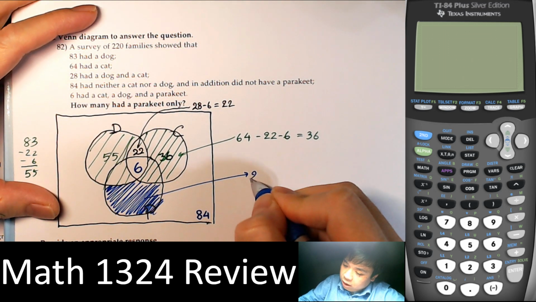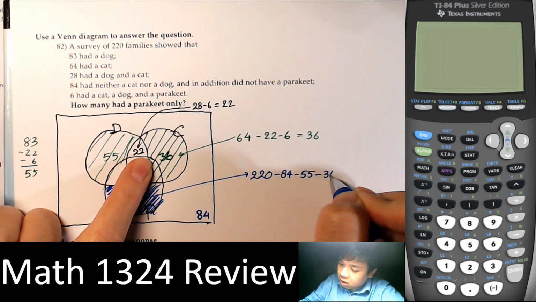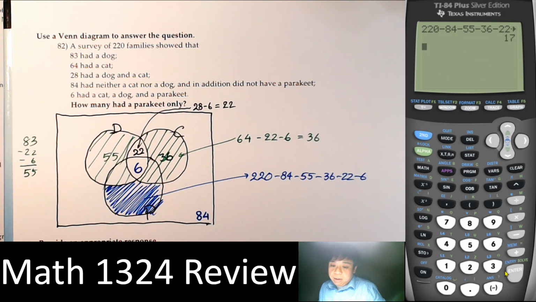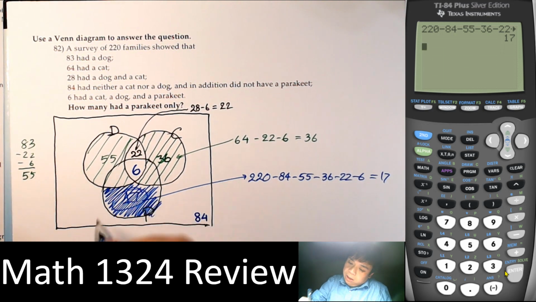We start with 220 minus the 84 minus the 55 minus the 36 minus 22 and minus the 6. So pretty much minus everything. 220 minus 84 minus 55 minus 36 minus 22 and minus 6, and we have 17. So that part is 17. That only have the parakeet.